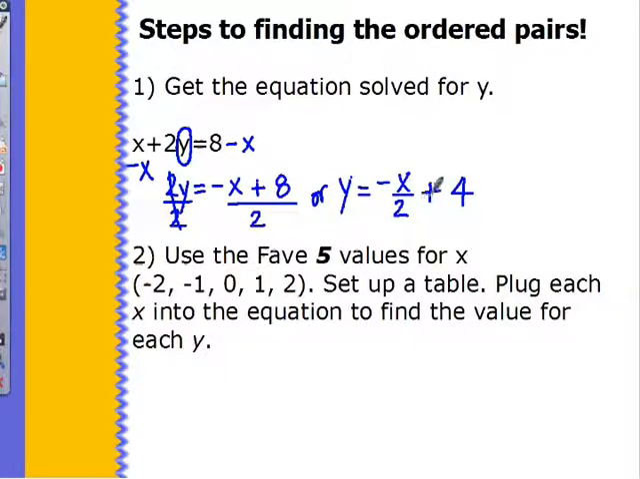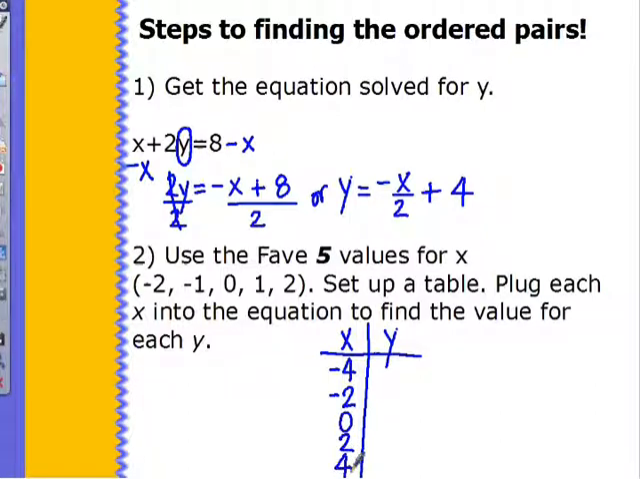So once we've got our equation solved for y, then we're going to use the fave 5: negative 2, negative 1, 0, 1, and 2 for x. We always want to use at least some negatives and some positives. Sometimes you might have a good reason not to use those fave 5, but a different set of numbers. And this problem actually is a good example for when we might want to use something slightly different, because clearly even numbers are going to be easier than odd numbers, because you're dividing by 2. So let's actually not use the fave 5. Let's use the even fave 5. It's just going to fit here.